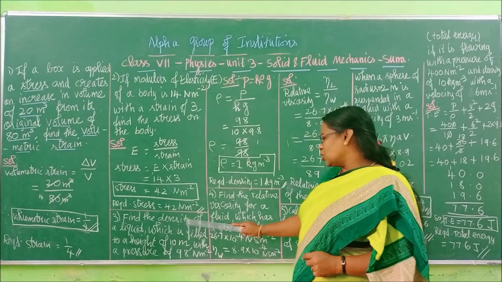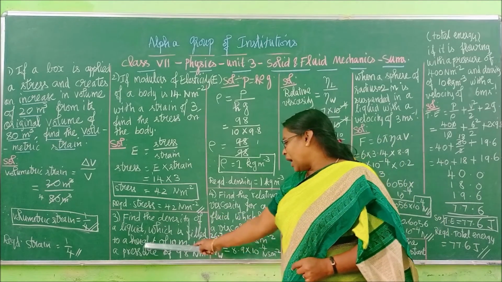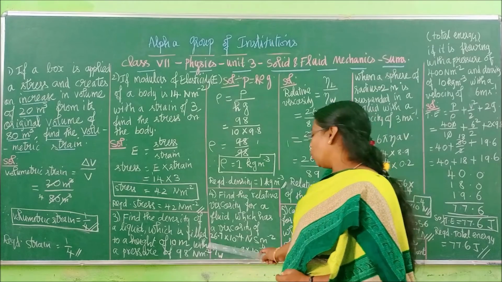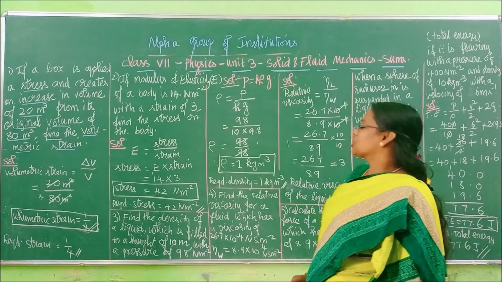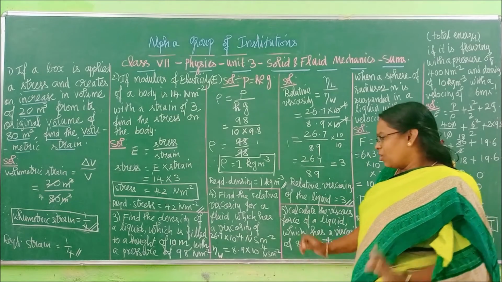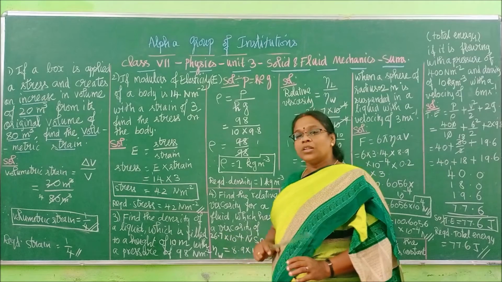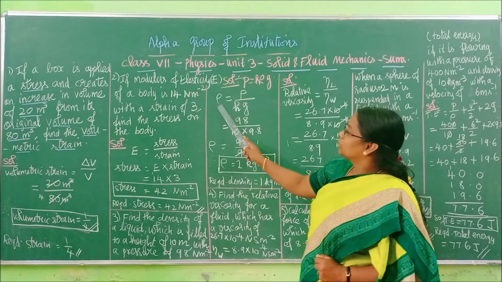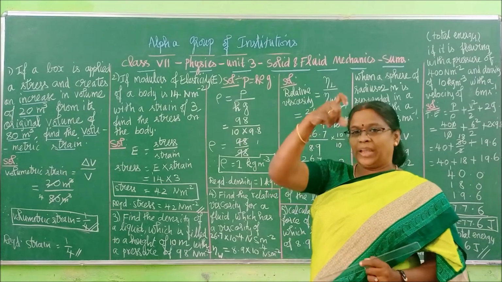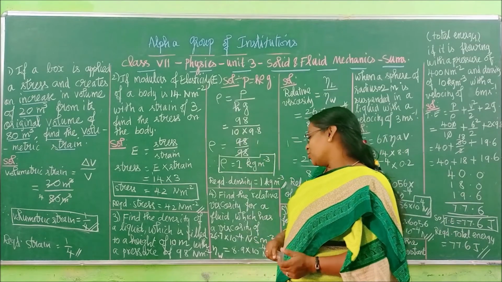Find the density of the liquid which is filled to a height of 10 meter with a pressure of 98 Newton per meter square. First underline the key terms. We have to find the density. What is the symbol for density? Rho. Do you remember that, children? That hook like P, bent P. So rho, that is what we need to find.